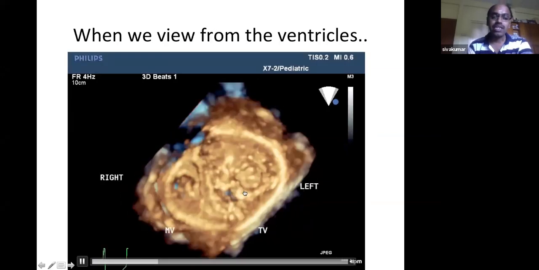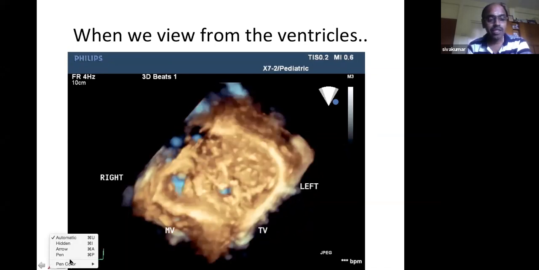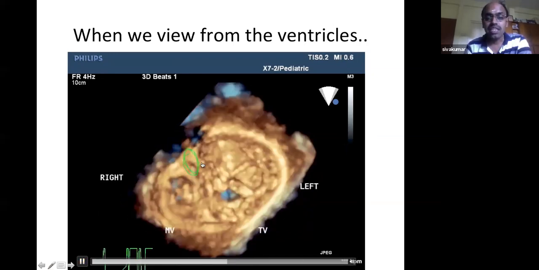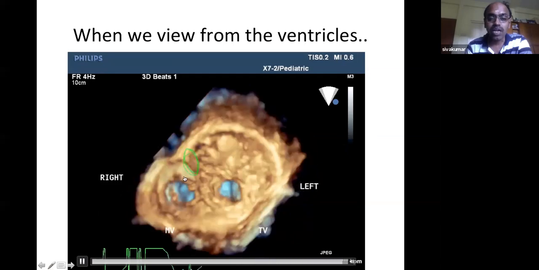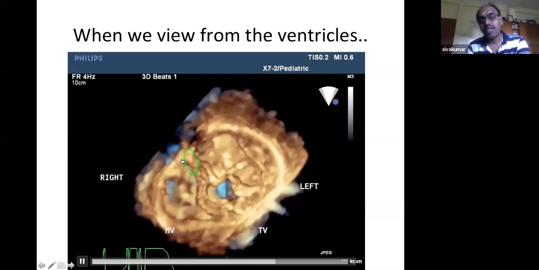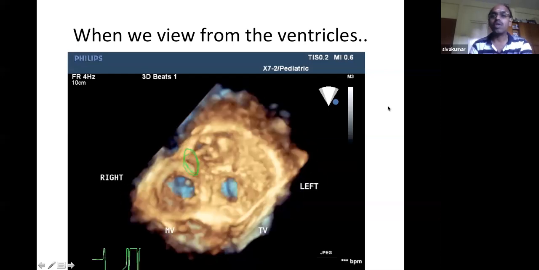So when we are looking from the ventricular view, again, the common VSDs are in the subpulmonic location. This is the mitral valve, this is the tricuspid valve, this is the pulmonary valve, and the common VSDs will be in the region of the subpulmonic location.